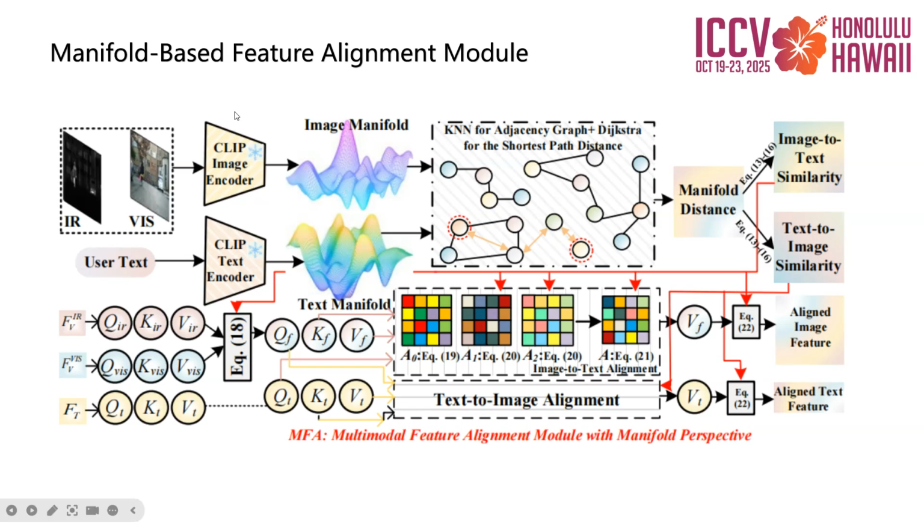Why does TIRN find the right pixels? The MFA module treats text tokens and image patches as points on their respective feature manifolds. We construct a KNN graph and compute shortest path distances to estimate manifold proximity between text and image features, convert these distances into similarities, and feed them as priors into attention. Intuitively, a text token like car and the patch corresponding to the referred car should lie closer on the joint manifold. MFA exploits this to steer attention weights, improving alignment both ways, text to image and image to text, and yielding sharper, more reliable response maps for instance selection.